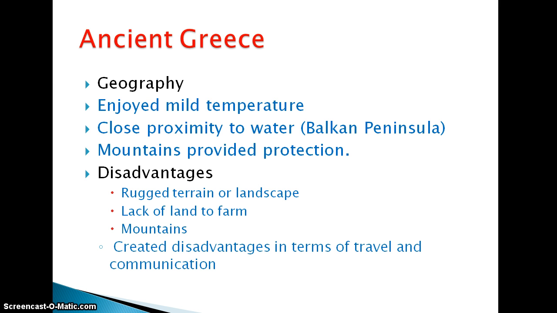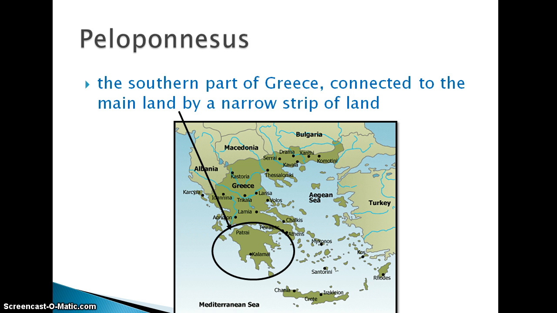Now, there were some disadvantages of living in Greece. One was that it had a rugged terrain or landscape, which made farming very difficult. And it had mountains. Again, we know that it provided protection, but this also created a disadvantage in terms of travel and communication.